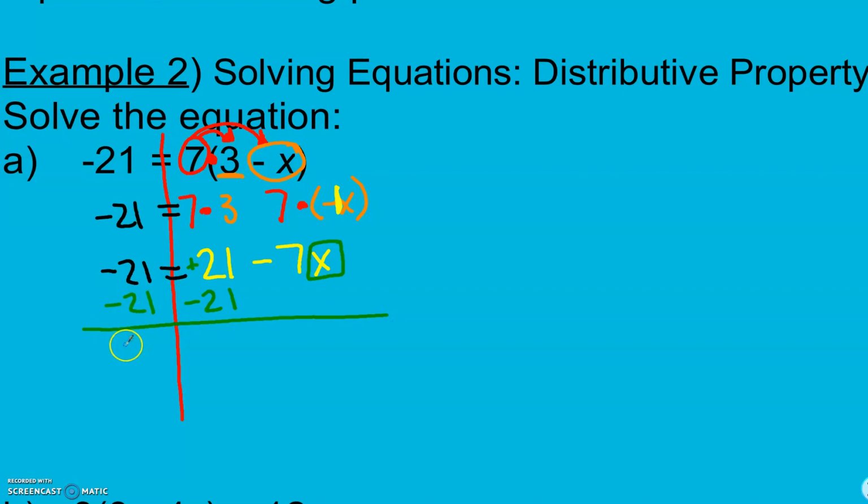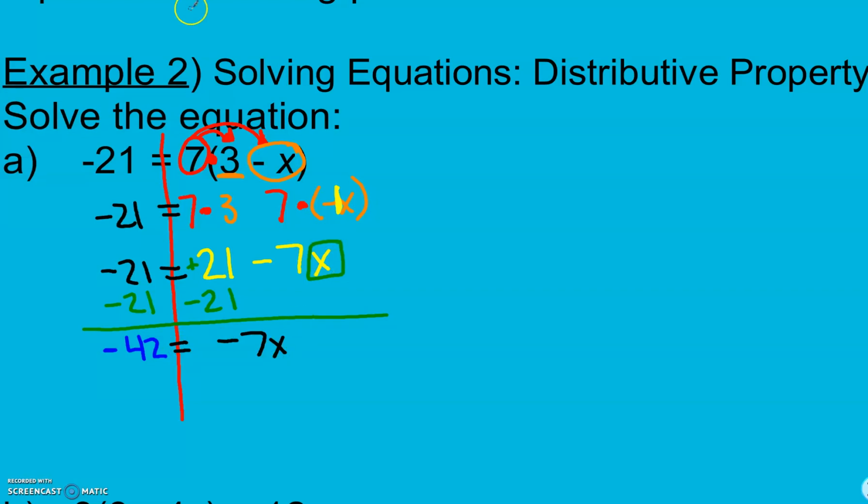Negative 21 and a negative 21. We add them up, get 42, give that common sign. Positive 21 minus 21 is 0. So all I have left here is that negative 7x. And I did not change that from line to line.